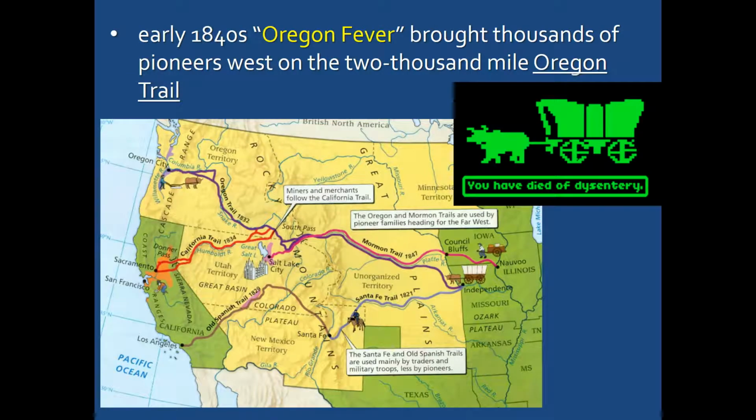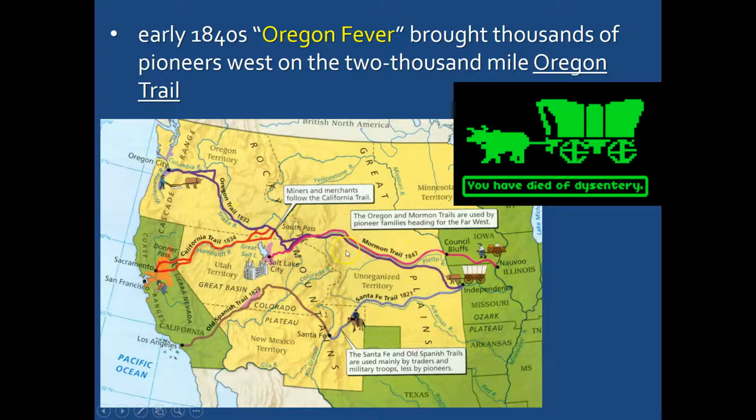We also see what we call Oregon fever setting in the early 1840s. And Oregon fever simply refers to the fact that we have a lot of settlers heading west, and many of them are going to the Willamette River Valley out here in Oregon, very fertile territory. And the way you would get there is by the famous Oregon Trail.